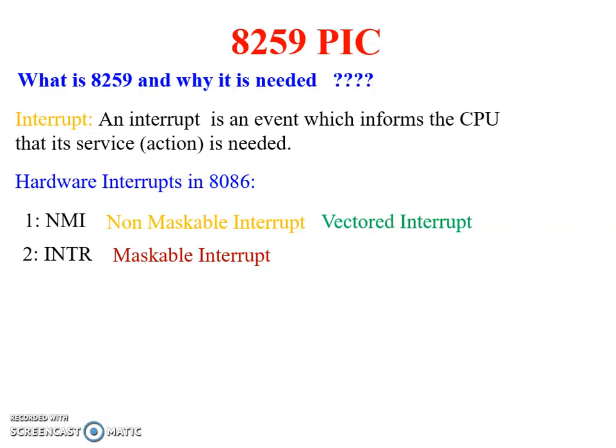Means we cannot mask an interrupt which occurs on the NMI pin. Second, NMI is a vectored interrupt. Means there is a fixed address for the NMI pin. In case of INTR, it is a non-vectored interrupt. Means when an interrupt occurs on the INTR pin, the interrupting device will send the address. Or you can say if we connect 8259 with 8086, then 8259 will send the address of the interrupt subroutine to 8086. In case of NMI, when an interrupt occurs on NMI, it will execute the type 2 ISR. It is fixed.